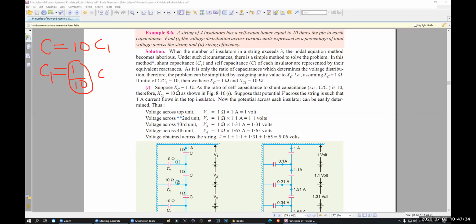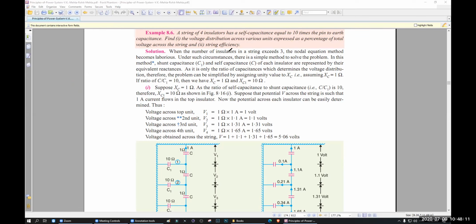Okay. Then they said find the voltage distribution across the various units expressed as percentage. We have to find it as a percentage because in this question there is no voltage given. If there is no voltage given, you have to give it with V1 or V, otherwise you cannot find out. They only say find it as a percentage. That's okay, because if you know the percentage and if you know the full voltage, you can find out later.